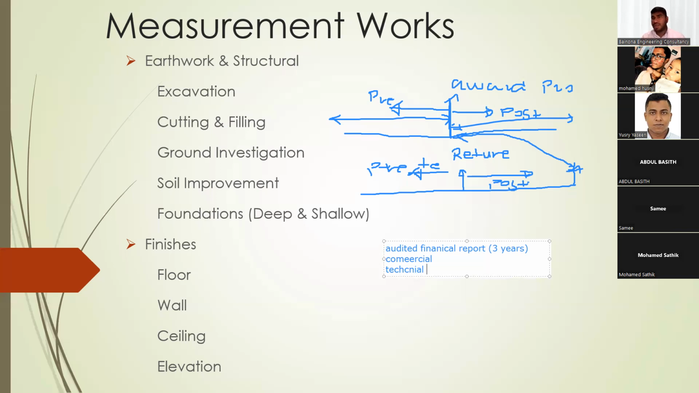But still people try to influence something. That is why they ask for it to be audited by a third party. They trust that third party auditing report, and then only they award.